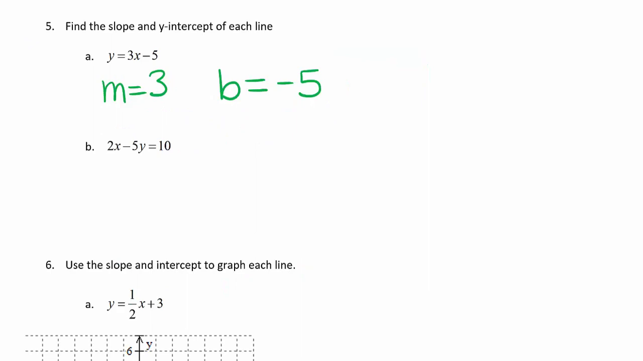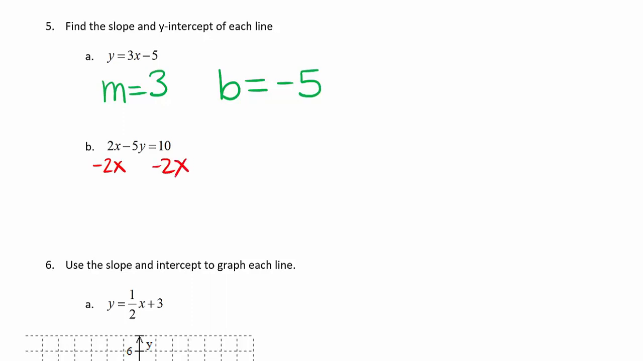Now notice that slope-intercept form had that equation solved for y. So if I want to read the slope and the y-intercept off of a line, I have to actually take that equation and solve it for y first. And so in part B, because that equation is not solved for y, we have to get the y by itself.